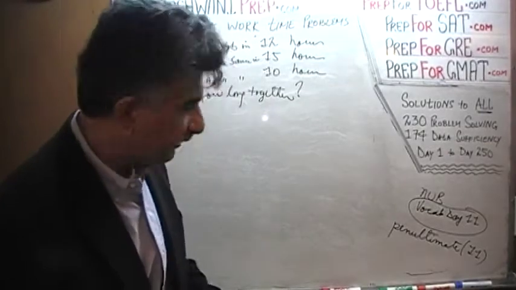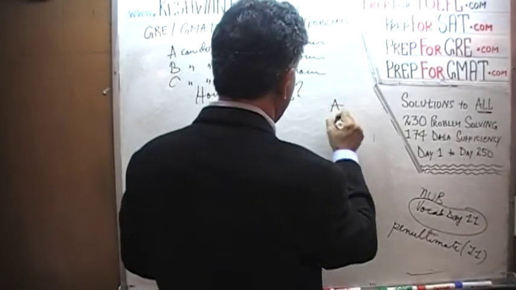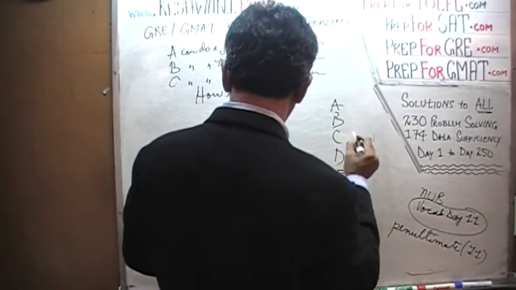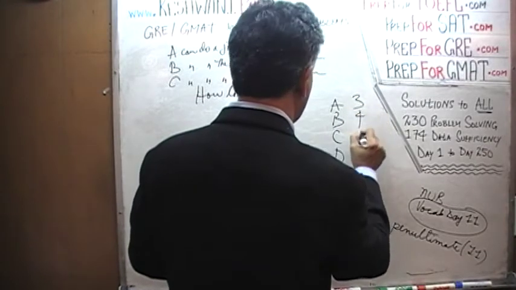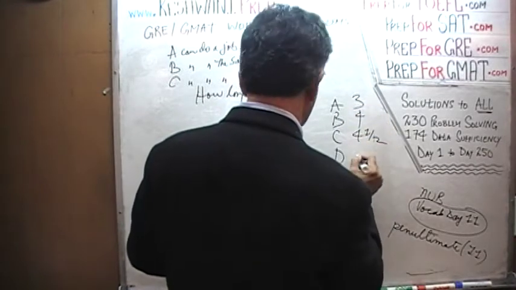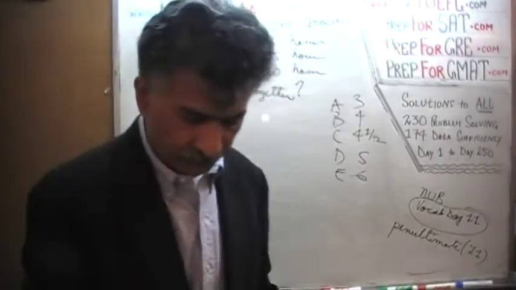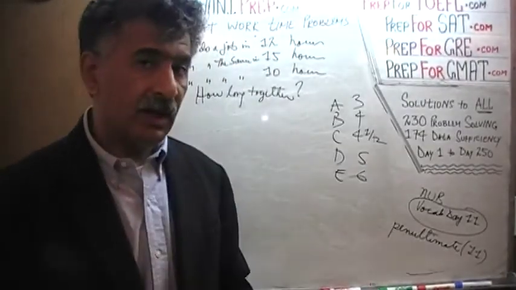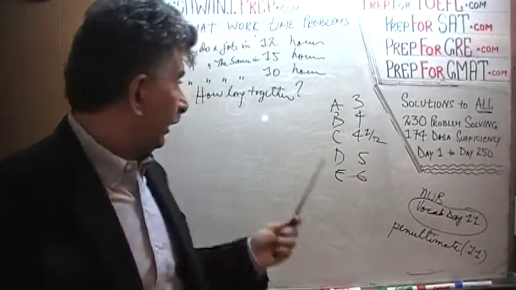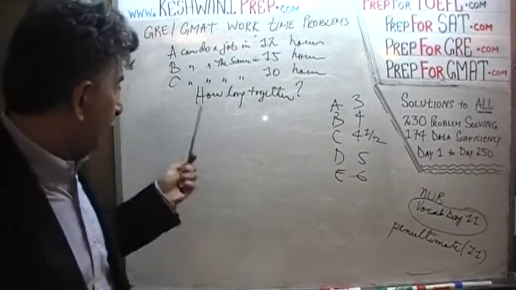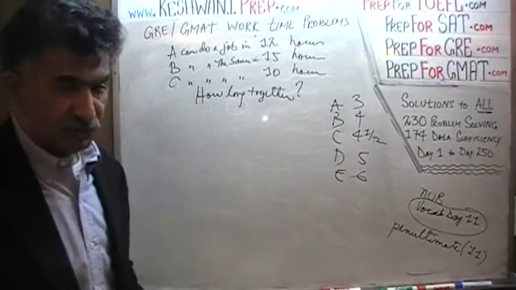Let's find out. Shall we first the answer choices? A, B, C, D, E. 3, 4, 4.5, 5, and 6. And they're not using, in this particular question, and it appeared in the exam, they did not use the word approximate. Had there been a word approximate in the problem, I would have written it here. This is it. These are the answer choices.